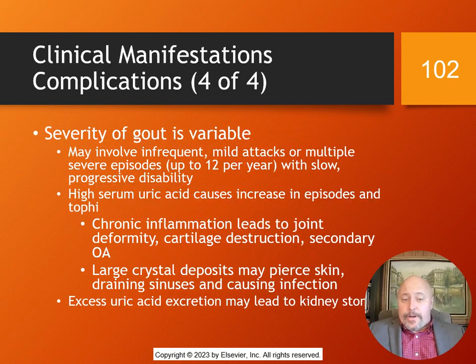Severe gout is variable. It may involve infrequent, mild attacks or multiple severe episodes, up to 12 a year, with slow, progressive disability. High serum uric acid causes an increase in these episodes. That chronic inflammation leads to joint deformity, cartilage destruction, and secondary osteoarthritis. The large crystals may even pierce the skin, draining the sinuses and causing infection.